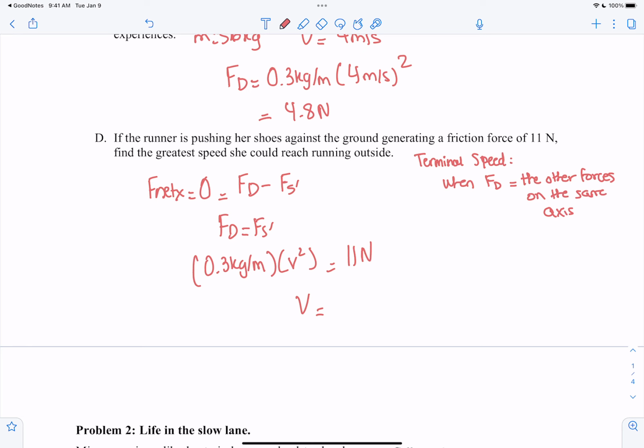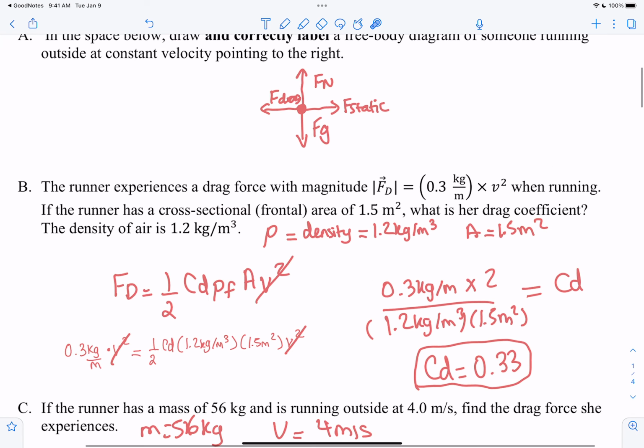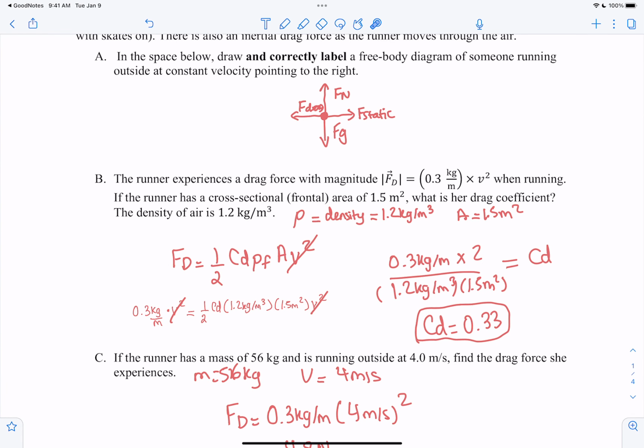Yeah, so F net is 0 because they're asking us to find the greatest speed she can reach running outside. And that greatest speed, or that terminal speed, occurs when your drag force is equal to the other forces on the same axis. So when we're looking at the drag force, yeah, go ahead. Yep, exactly. They would cancel out.